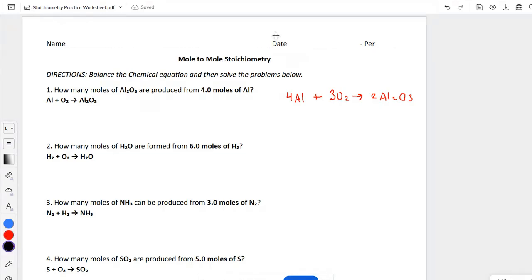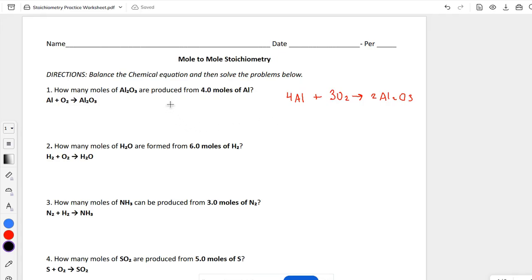Now this one is insanely easy. How many moles of aluminum oxide are produced from 4 moles of aluminum? Well, look, 4 moles of aluminum will react with 3 moles of oxygen to make 2 moles of aluminum oxide. So 4 moles requires 3 moles of oxygen gas to make 2 moles. So the answer is 2.